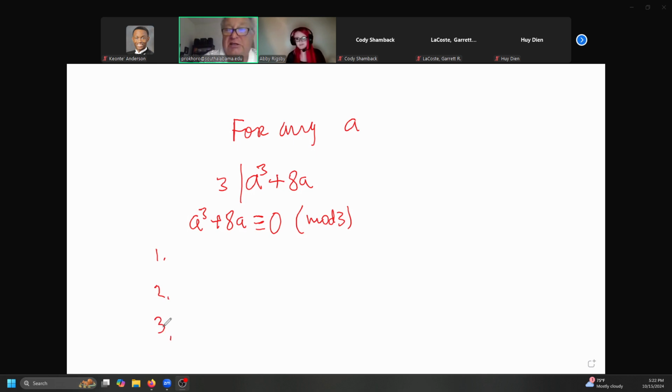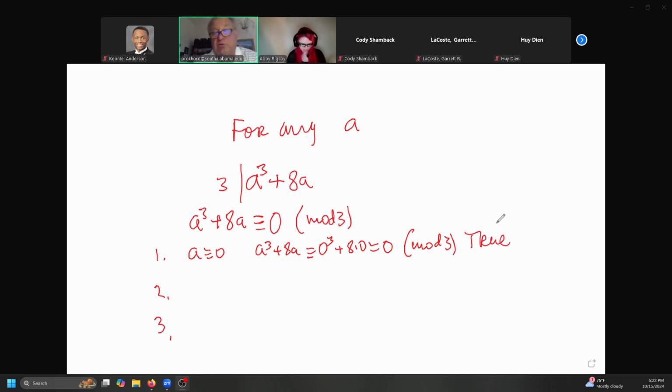And we need to investigate these cases. So what is the first case? A is congruent to 0. And we write a cubed plus a, and instead of a, I'm just substituting 0. We'll get 0 cubed plus a times 0. And what do we get? 0 modulo 3. So this means for this case, it's true. So we expect to get 0.